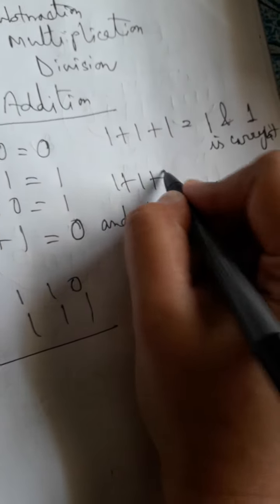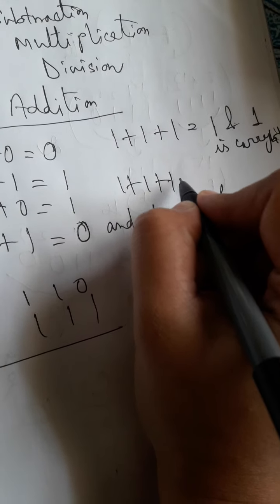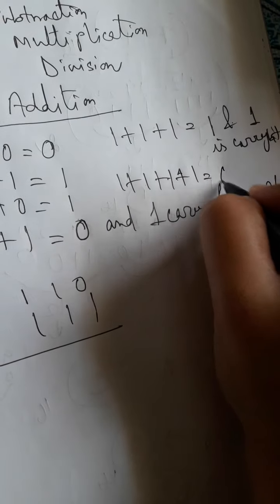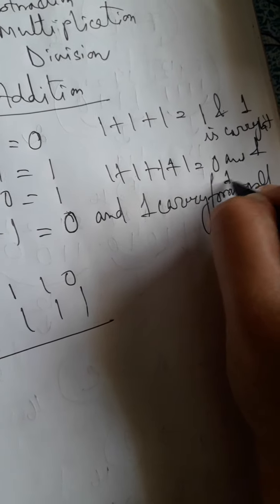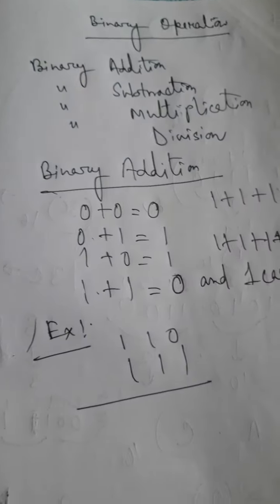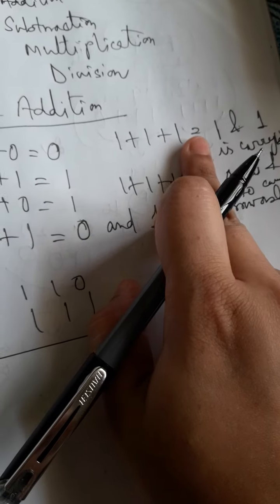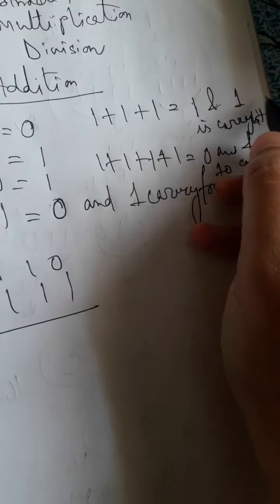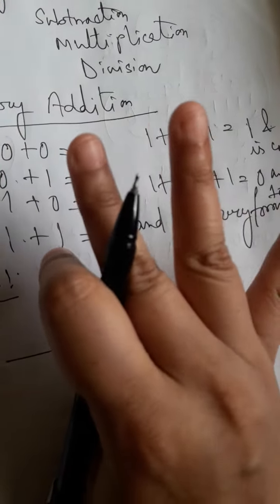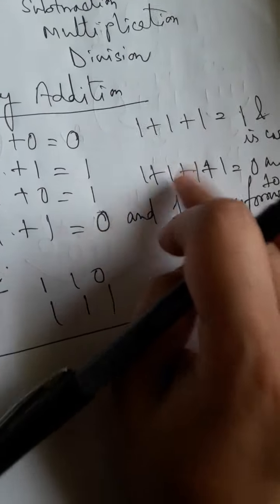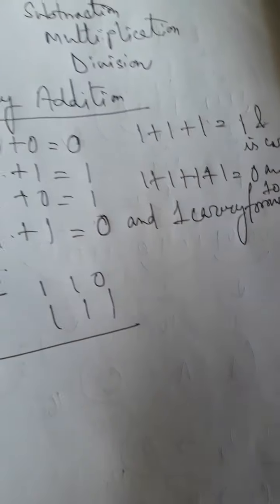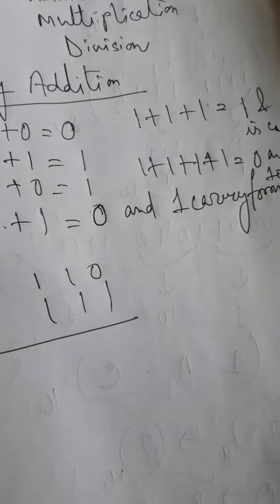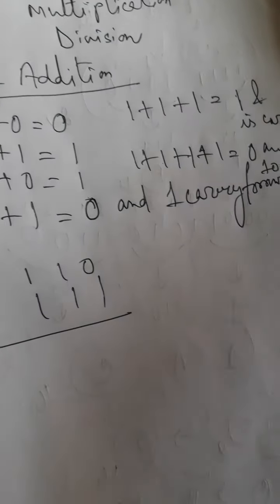If we add four 1s, 1 plus 1 plus 1 plus 1, it will be 100. 0 is the answer and 10 will be carry forward. Because see, if we add three 1s, the output is 3. The binary equivalent of 3 is 11. So 1 is my answer and another 1 is my carry forward. Now four 1s means the answer is 4, and the binary equivalent of 4 is 100. So 0 will be the answer and 10 will be the carry bit.